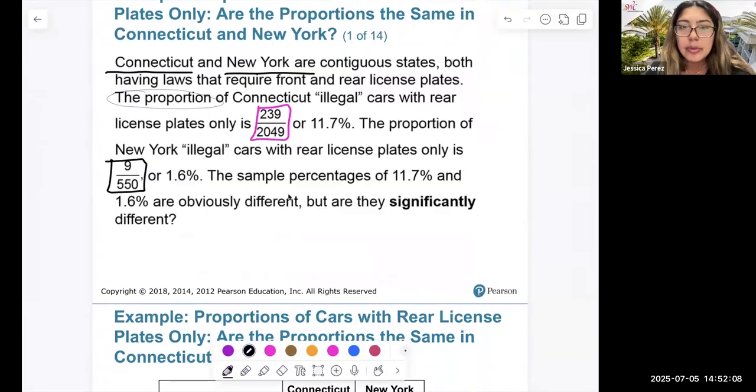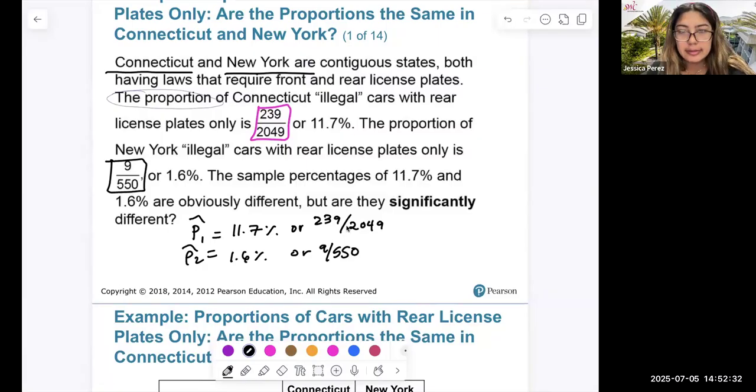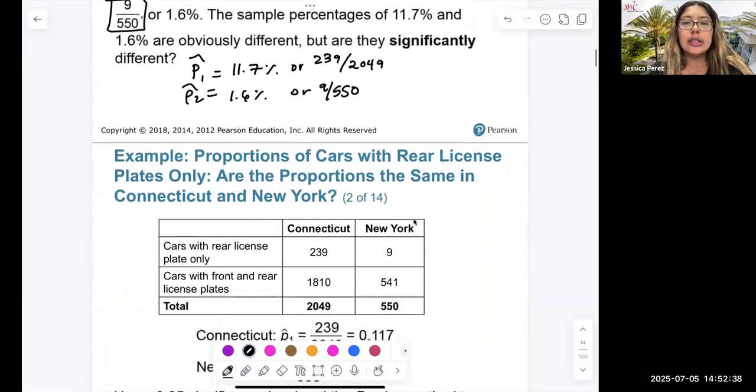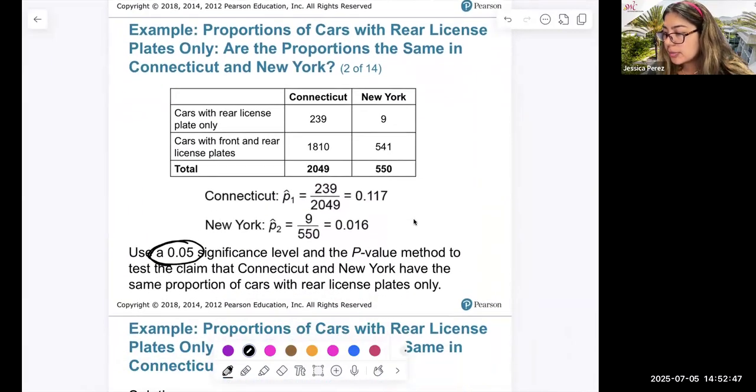So there's p1 hat and p2 hat, the sample percentages. One is 11.7%, or 239 over 2949, and the other is 1.6%, or 9 out of 550. They are obviously different, but are they significantly different? So for that, we are going to begin looking at p1 hat and p2 hat. It's not given, but they're telling us what to use. Alpha is 0.05.